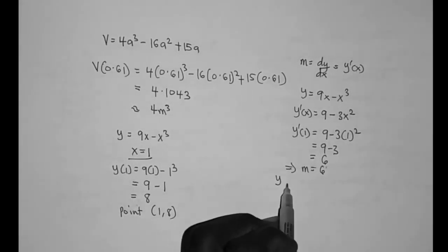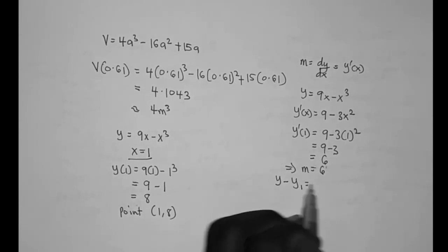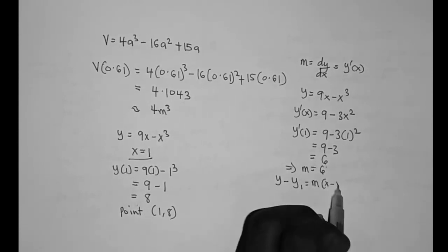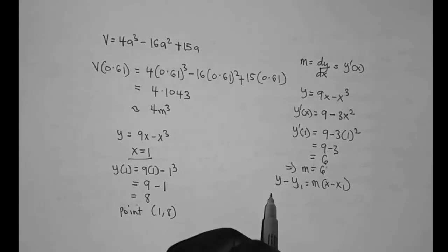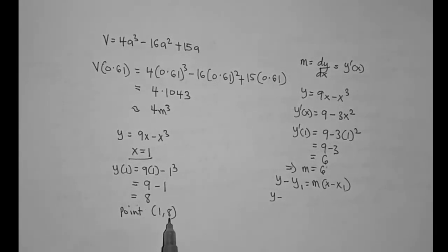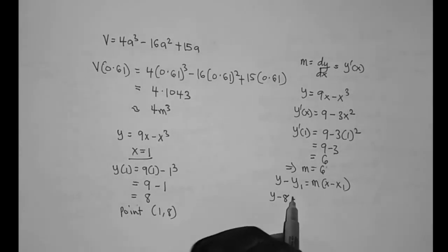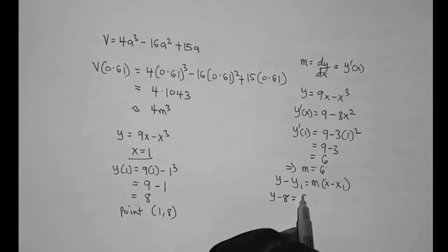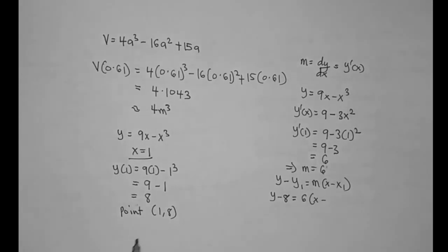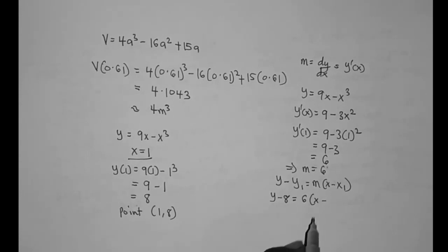The equation of a line is given as y minus y1 equals m times x minus x1. So y minus y1, and we have the y component as 8, equals m, the gradient, which is 6, times x minus x1. x1 is 1.